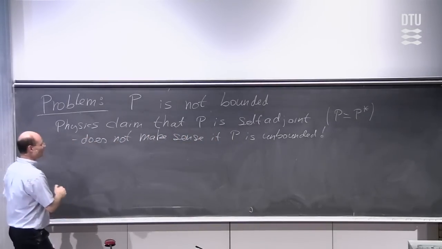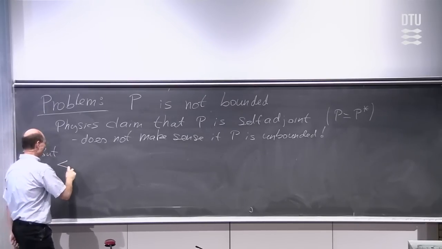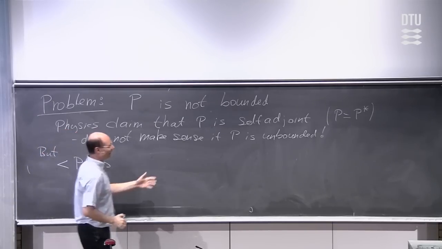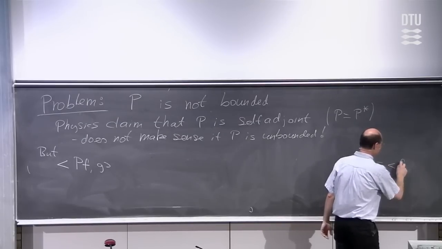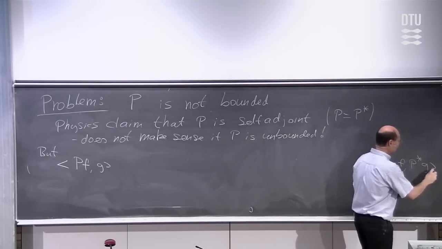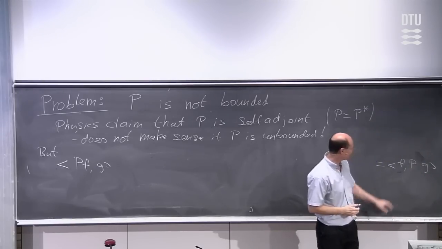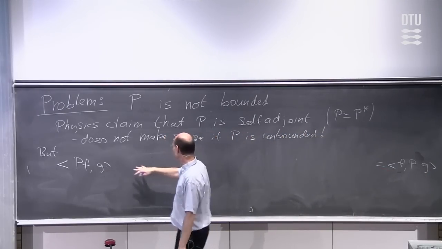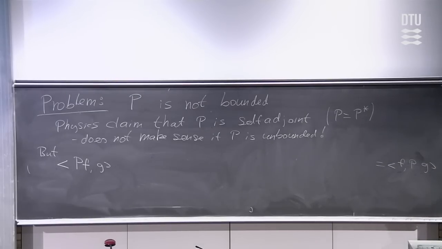Okay, but what does it mean to be self-adjoint? This means that if you look at P acting on f, inner product with g, you should be able to do some calculations, and then what comes out at the end should be the same as f, and then we always get P star of g. This is what the definition gives us, but if it is self-adjoint, it means that what comes out at the end is just f inner product with Pg. So if we can do some calculations starting from here, and then we end up with this, then we have justified the claim of the physics people.